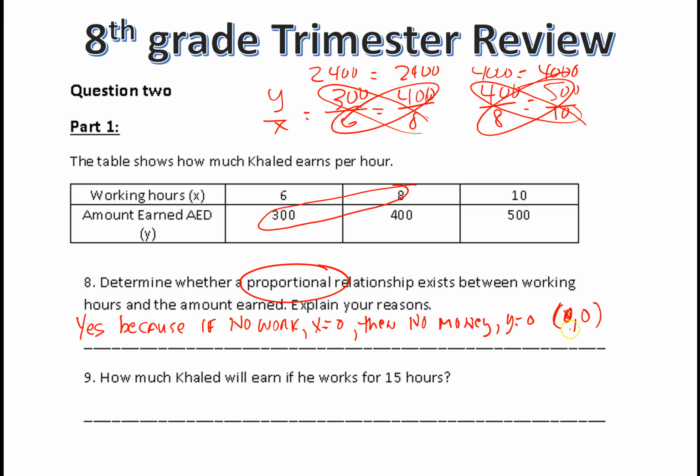One, because it goes through the origin and has a constant rate of change. So we'll say yes, because if no work equals 0, then no money equals 0, 0, 0, and has a constant rate of change. So we know it's proportional. We can also say because these ratios are proportional.